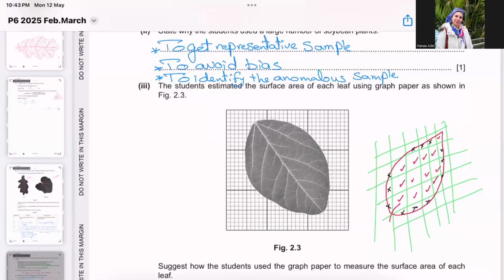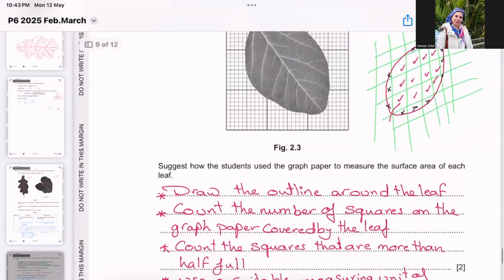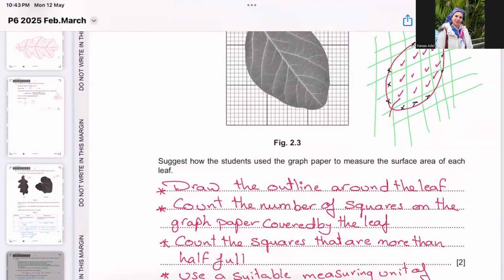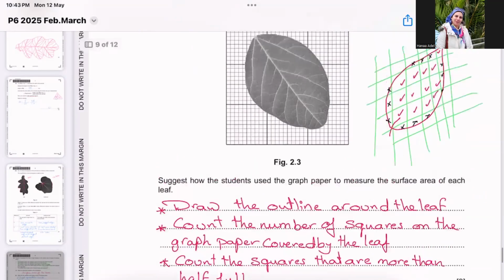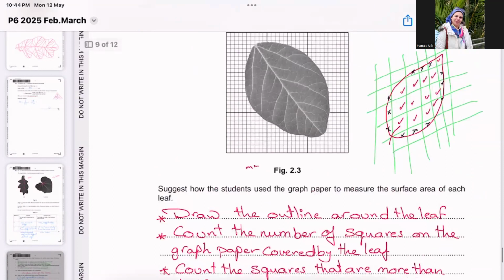Okay, so this is the way to measure the surface area of each leaf. So how can we write it? Draw the outline around the leaf, count the number of squares on the graph paper covered by the leaf, count the squares that are more than half full, maybe half and maybe above, and then you have to use the suitable measuring unit of the area. This one is a millimeter each square, so the area should be millimeter square.